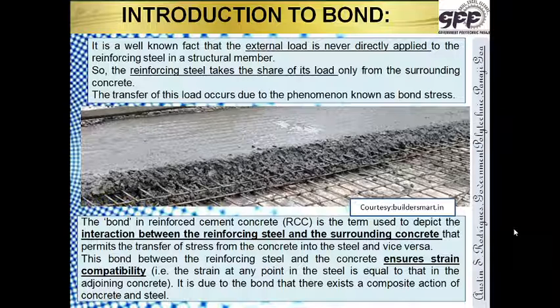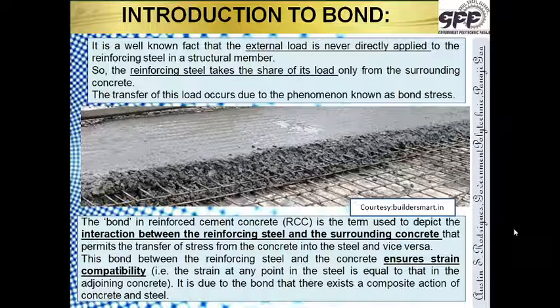This transfer of load from one to another occurs due to the phenomenon called bond stress. Now this bond stress, like shear, is a bit complex in understanding. So most of the time we will find that experimental bases and assumptions are used in order to come out with the theories as far as bond stress is concerned. What is bond? How does the bond actually take part? All this is done through experimental work, and the findings have been presented.